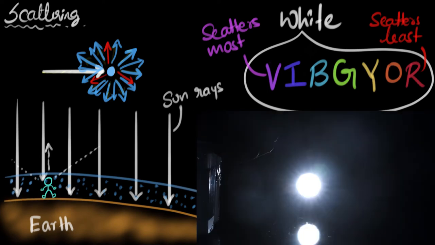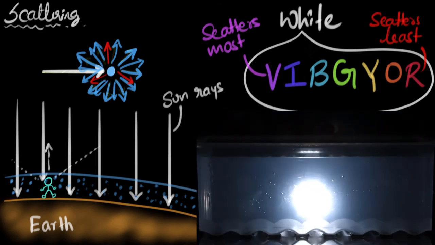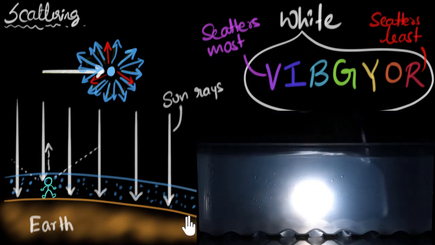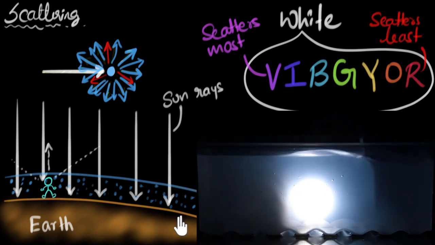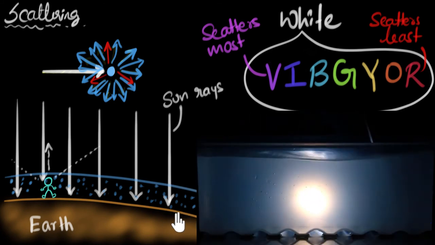And now in our experiment, if we bring the tank of water and start adding milk, the milk particles are going to mimic our atmosphere. Just like our atmospheric particles, they are scattering blue light the most. And as a result, the whole tank is glowing blue because everywhere the milk particles are mostly throwing blue light towards us. Beautiful, isn't it?